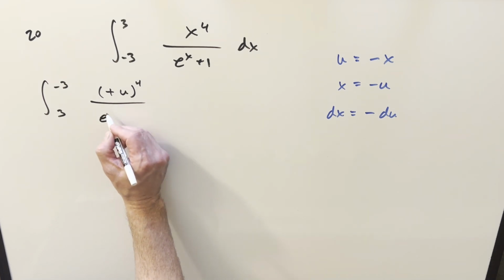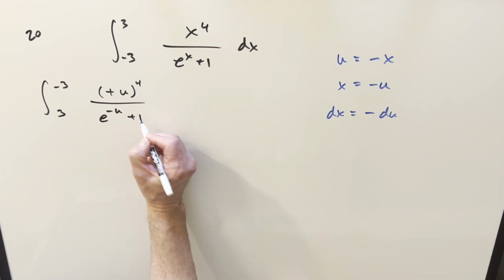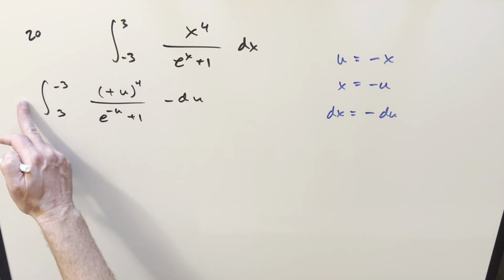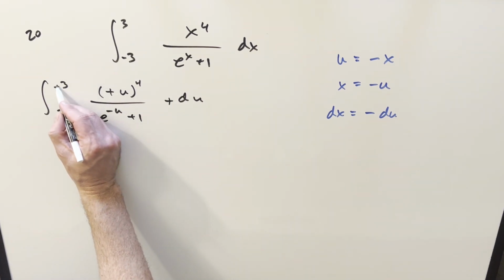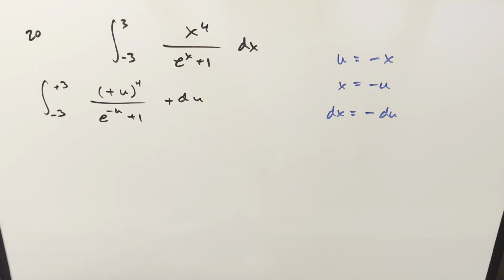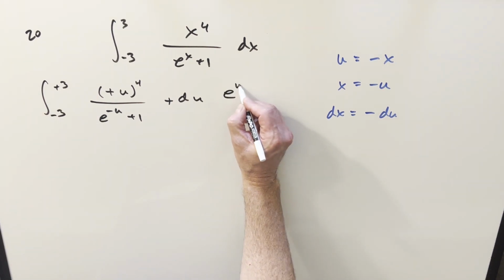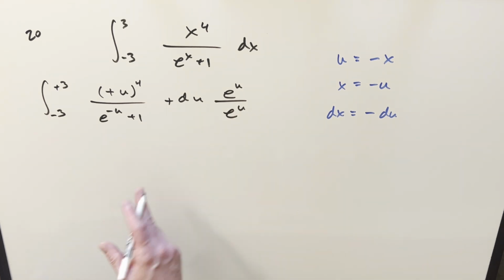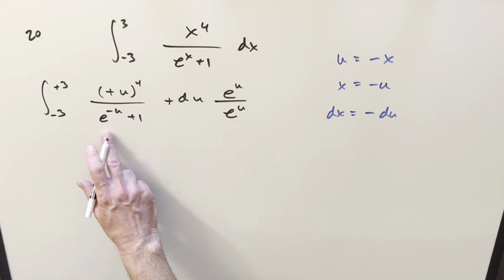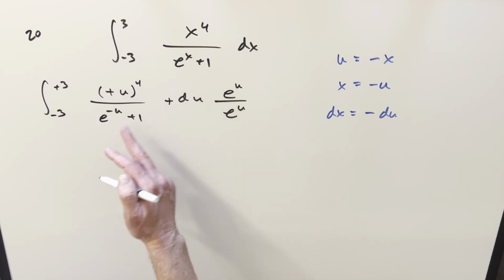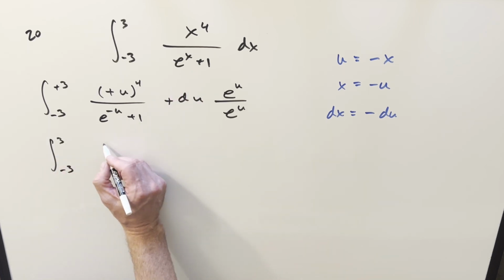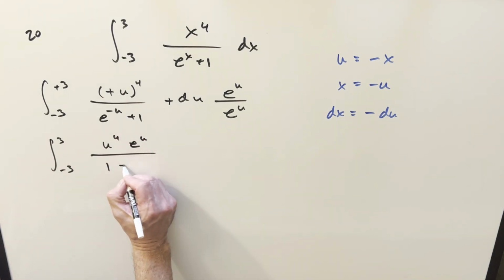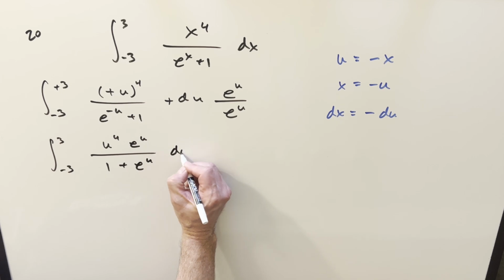And then in the denominator, we end up with e to the minus u plus 1, times minus du. But then let's just use this minus sign, bring it out front, use it to swap the bounds. So if we do that, this becomes a plus, this becomes a minus. And then all I want to do here is multiply in e to the u over e to the u, just multiplying by 1. The reason I'm doing this is because it's going to flip this denominator around, and get it to look like this one. When we rewrite this, we have u to the fourth, e to the u, and this here is going to transform into 1 plus e to the u du.